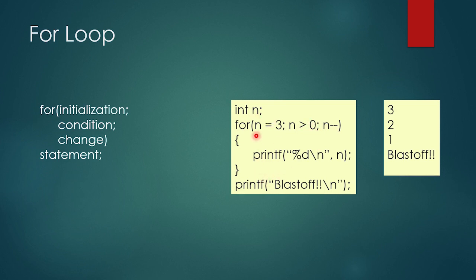So let's go through. It says for n equals 3, n is greater than 0. 3 is greater than 0. We print out n, which is 3, which is up there. Then we decrement n, so it becomes 2. Is 2 greater than 0? Yes, it is. We print 2, decrement it, so it becomes 1. Is 1 greater than 0? Yes, it is. We print 1, decrement it, becomes 0. Is 0 greater than 0? No, it's not. So we come down here and print out the word blast off. 3 different ways of saying 3, 2, 1, blast off.